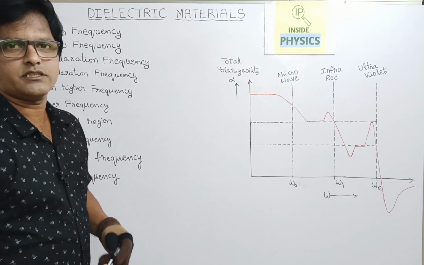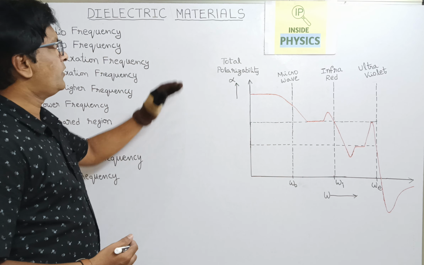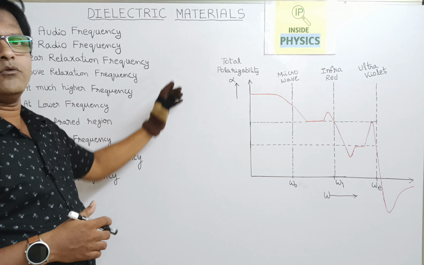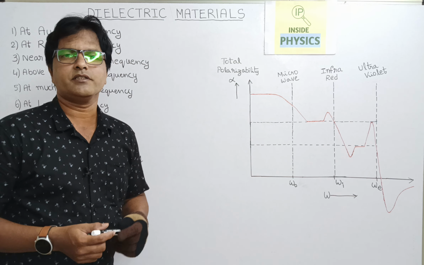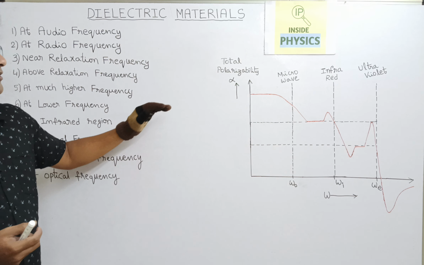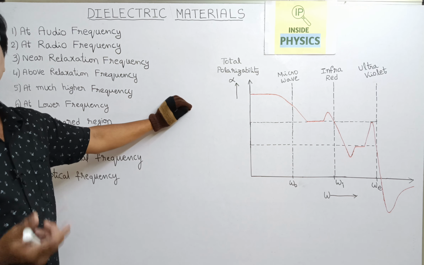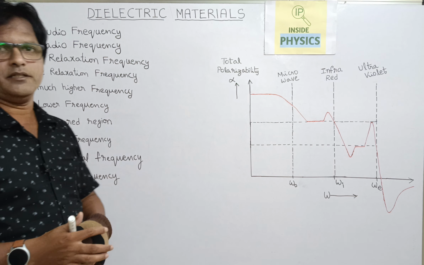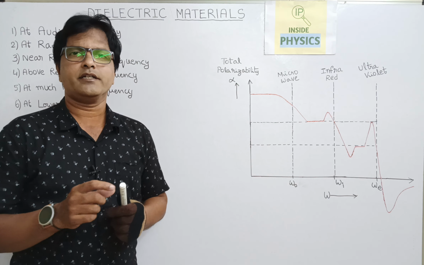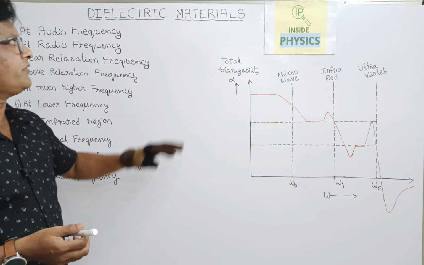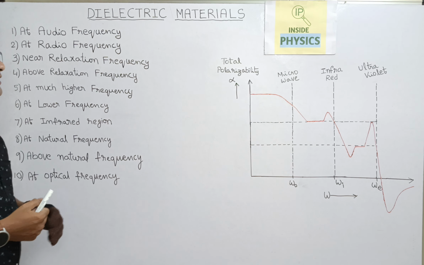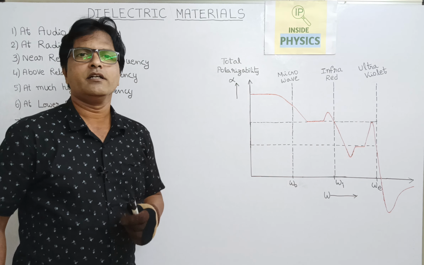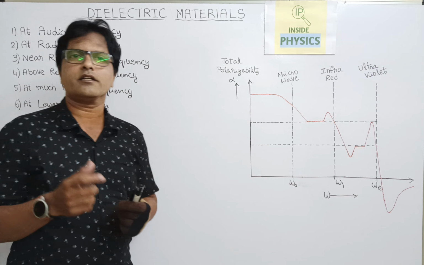Today we are going to discuss the polarizability or polarization of a dielectric material and how it varies with the applied frequency. When you are applying an alternating voltage to a dielectric material, the polarization is nothing but the net dipole moment per unit volume of the dielectric material. How does it vary with applied frequency? Here the frequency is nothing but the frequency of oscillation of an alternating current.